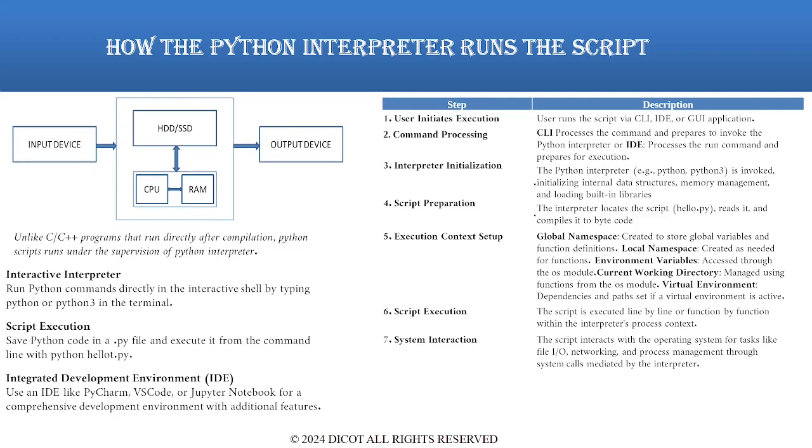Step 8. Output and termination. The script produces output to the console, files, or other systems. Upon completion, the interpreter cleans up resources and returns control to the CLI or IDE.